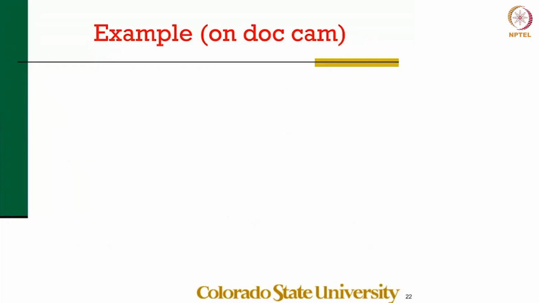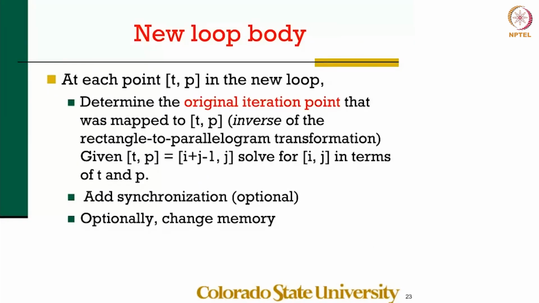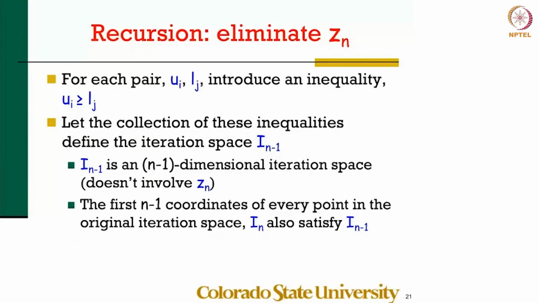So I did an example on the doc cam, but I don't have that right now. I have to explain one final thing. You now have a loop that visits this new space T and P, but you don't know what the loop body is. And once again, this part of the problem uses the inverse, and I'm going to show this to you again pictorially.